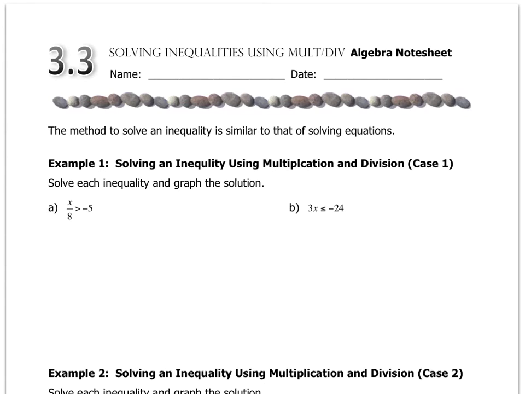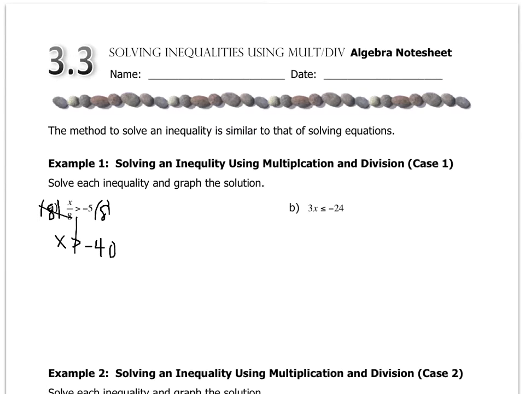When we solve inequalities with multiplication and division, it's similar to solving equations. There's one little catch, and that's why I wanted you all to check your inequalities, because if you don't check, you might make a mistake on this particular lesson. So first thing, in letter A, we drop a line, and the inverse is multiplication. So I get x is greater than negative 40.